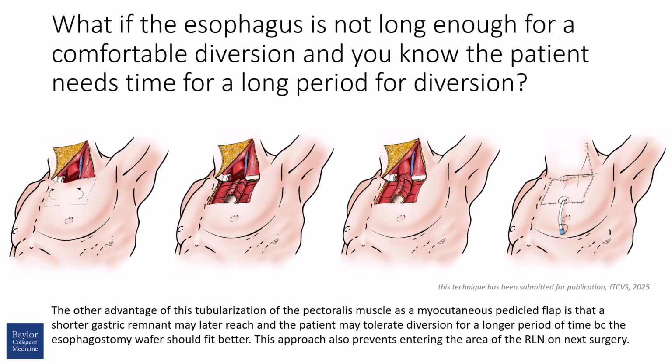This approach also prevents entering the area of the recurrent laryngeal nerve when the patient undergoes reconstruction. Again, if the patient has a necrotic gastric tip, by elongating the esophagostomy, you may be more likely to use what's left of the stomach to reach up to this portion of the esophagus.